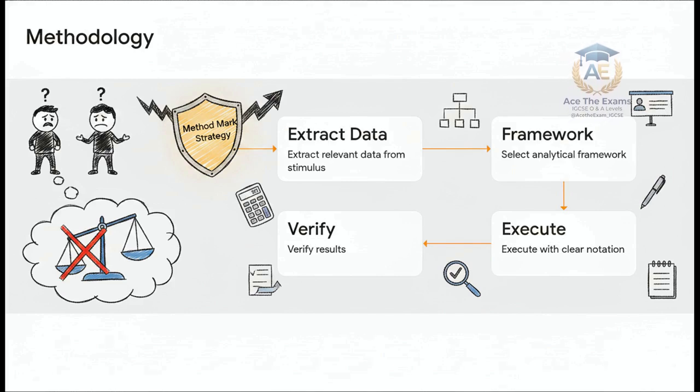Here is the strict, uncompromising procedural framework you must deploy when you are stuck. Step 1, deconstruct the question constraints. Step 2, extract relevant data from the stimulus. Step 3, select your analytical framework. Step 4, execute with clear, logical notation. Step 5, verify your results. And Step 6, present with correct terminology. Even if your final calculated number is totally wrong, maybe you made a tiny arithmetic error, executing steps 1 through 4 accurately will secure the vast majority of the method marks available.